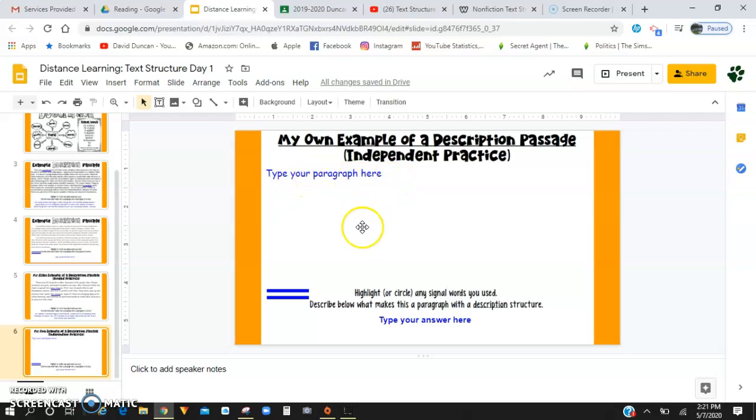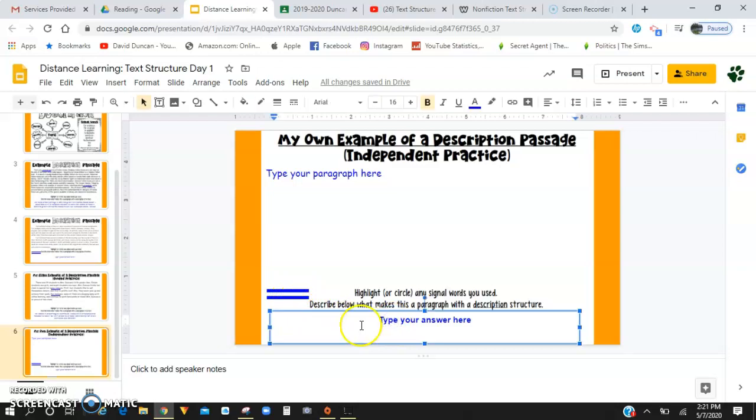Okay. So what you're going to do on the next slide is I want you guys to type your own description passage. I don't care what it is on. I've had students talk about a description passage about dinosaurs. I've had them talk about a description passage about roller skating. I've had them do it on dogs. I've had them do it on family structure. I don't care. I want you to write your own description passage. I want it to be at least 5 sentences, 5 complete sentences, okay? I want you to use at least 2 signal words, okay? Underline your signal words, and then I want you to type below right here what makes this a description structure.